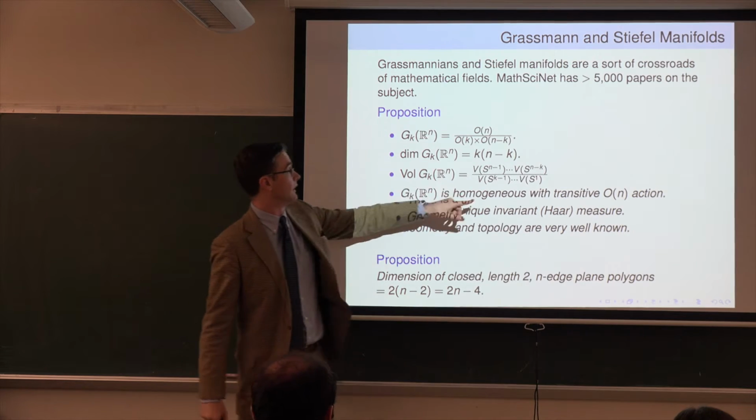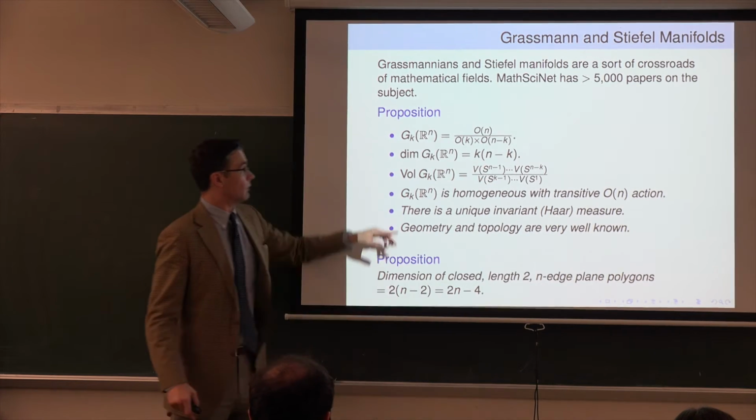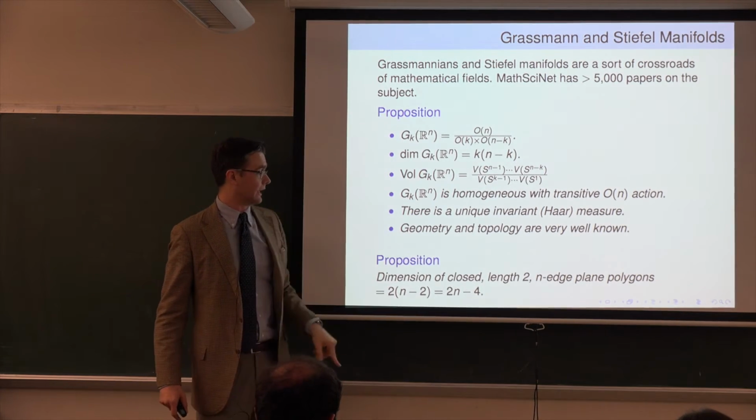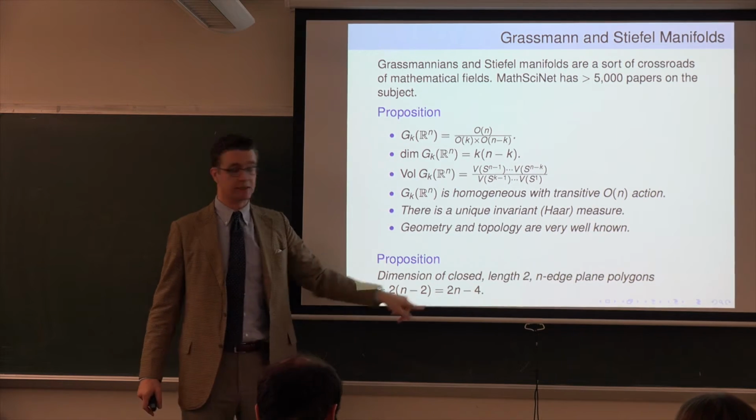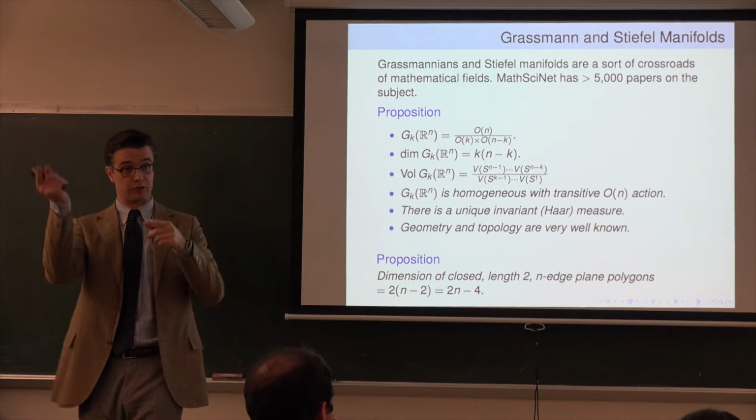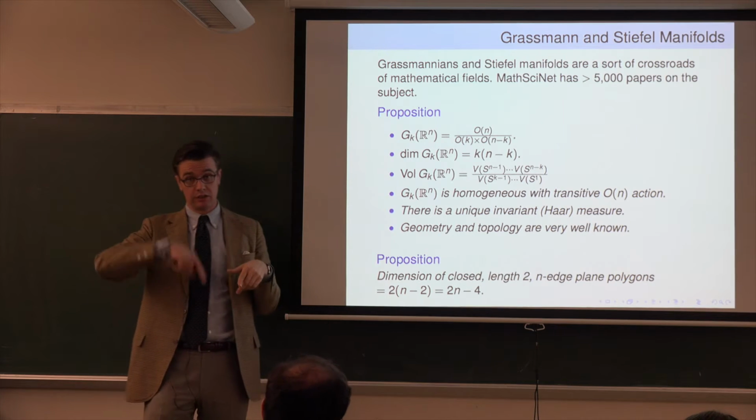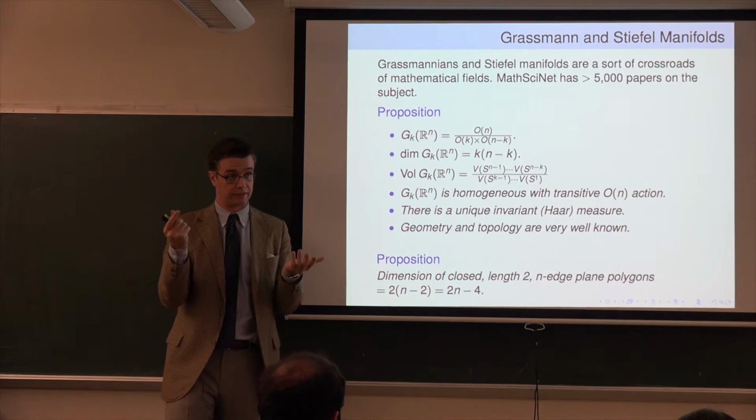And so in particular, if we look at this line here, well, we're interested in G2Rn, so it has dimension 2 times (n minus 2), so 2n minus 4 dimensional, this space of closed n-step random walks of total length 2.